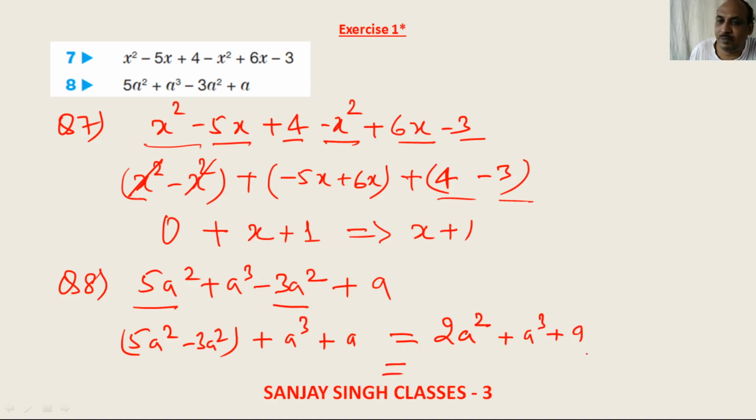Now if we take the maximum common, we find that a is common to all. So a is common to all. So we can write a(2a plus a square plus 1).